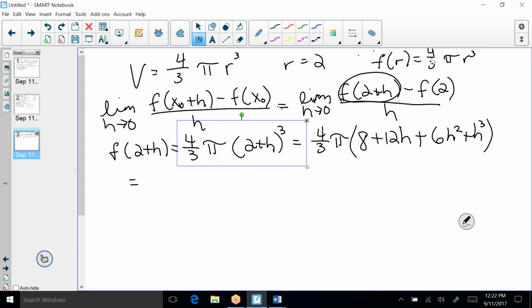And then that's equal to, we can distribute the 4/3 pi. Well, actually, let's just leave it like that. We can just leave that like that.